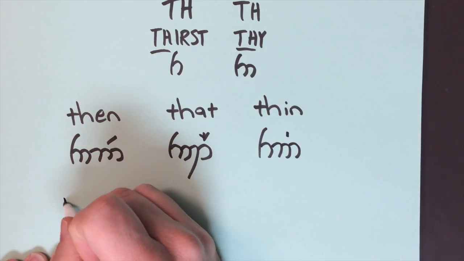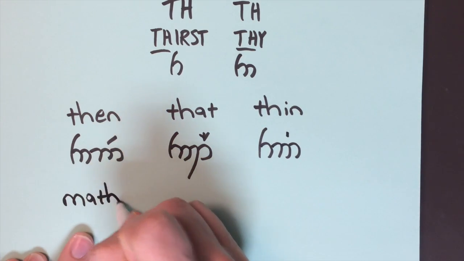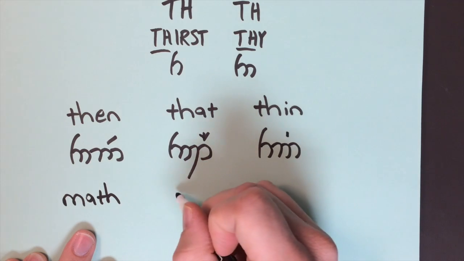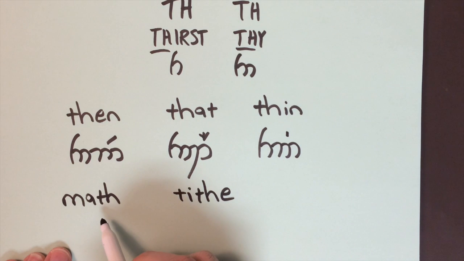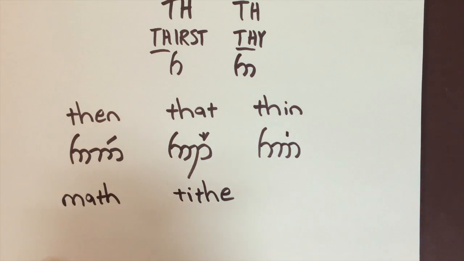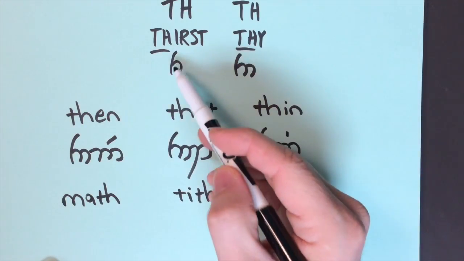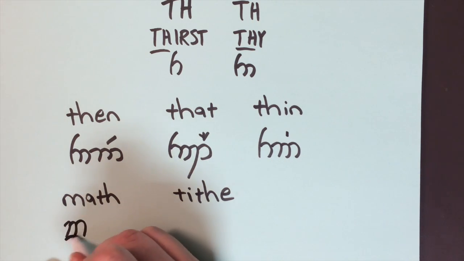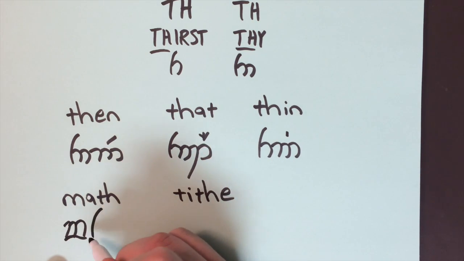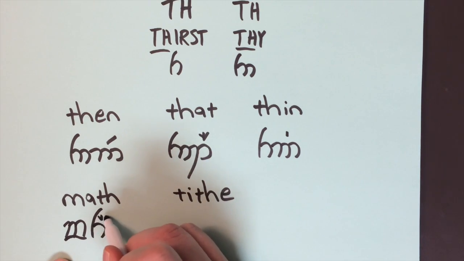Alright, the final part that we're going to be discussing is going to be a couple more words just for practice. So let's do math and tithe, just to give you a couple more examples. So math. You can say it with me, math, so that you can hear the th sound. It's obviously this one and not this one.